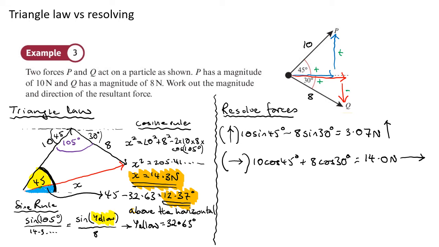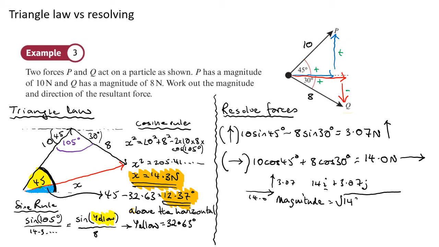Now what does that tell us? It tells us that the resultant force goes 14.0 across and 3.07 up. You could write it as 14i plus 3.07j, and all we want to do is to work out the size and direction of that. So if you want to work out the size of it, the magnitude of that force, we just do Pythagoras on it.